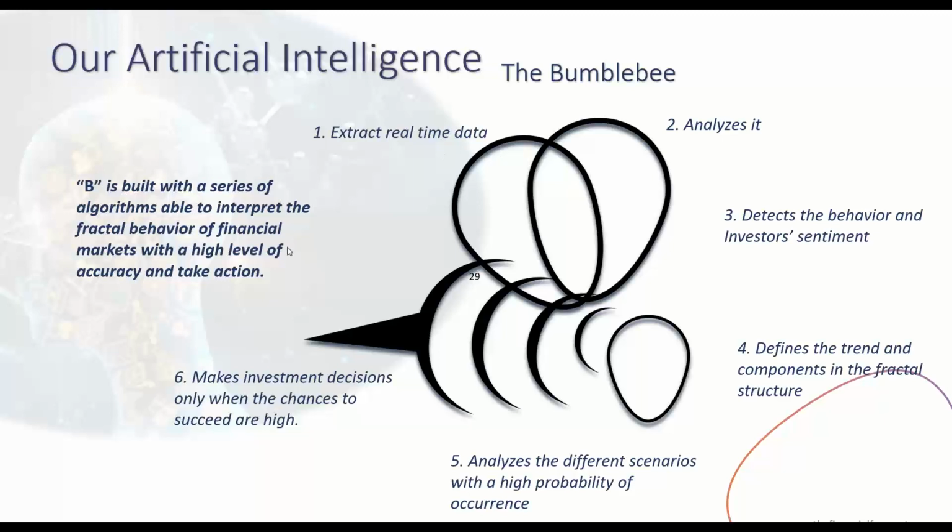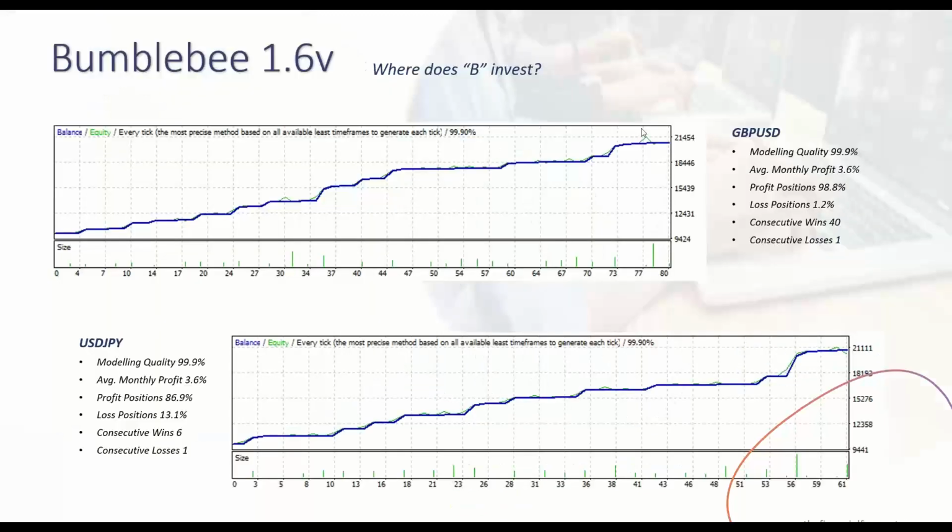And based on that, if the probability of success is high, then make a decision, exactly as we saw before. This is what happened with the pound. The graphic you see here is from 2018. It shows how this model behaved from 2018 using these principles and other ones. We have a monthly profit of 3.6%, an accuracy of 98.8% profitable positions, 40 consecutive wins. The 1.2% lost positions are mainly coming from swaps.